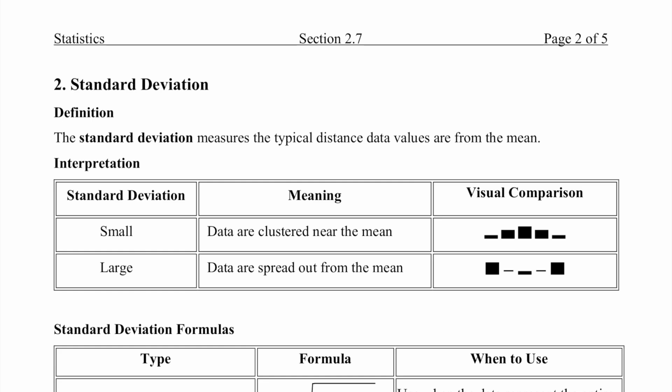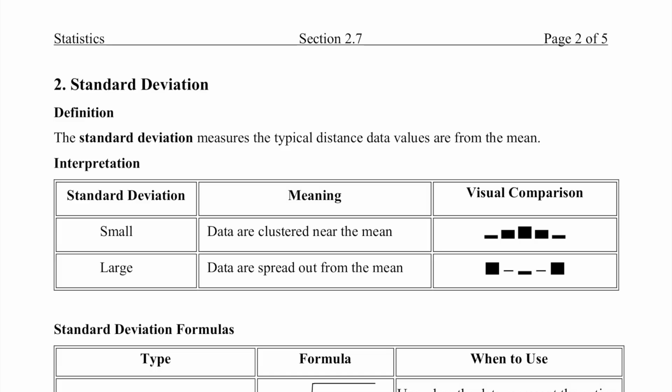Hi everyone. In this lesson, we are going to learn about one of the most important measures of spread in statistics, standard deviation. Before we look at any formulas, let's talk about what standard deviation actually measures. Standard deviation measures the typical distance data values are from the mean. Think of the mean as the center of the data. Standard deviation tells us how far the data values tend to be from that center.